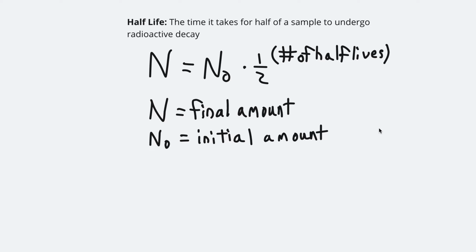And a lot of times it's going to turn into a new element. Think about all the radioactive decay types we just looked at, how many of them turn one element into another. So a lot of times half of your substance turns into a new element, and then the other half of your substance is still that original element.